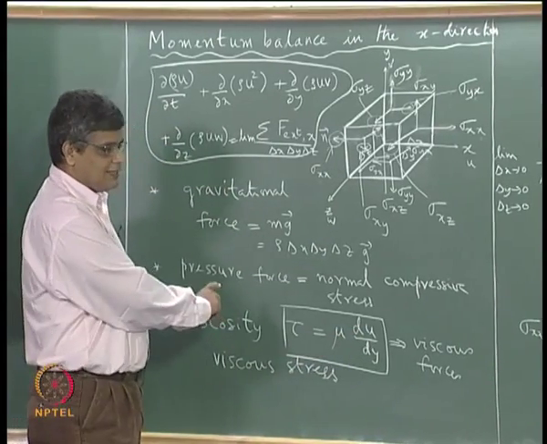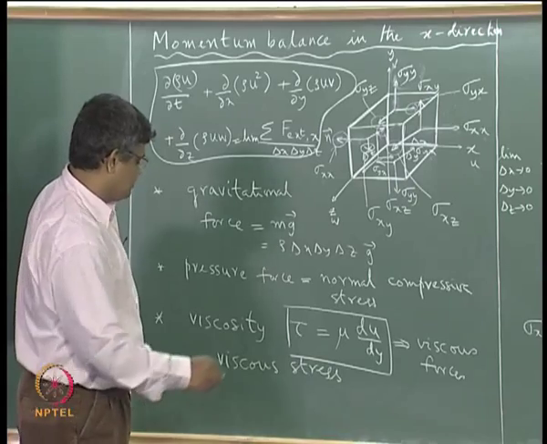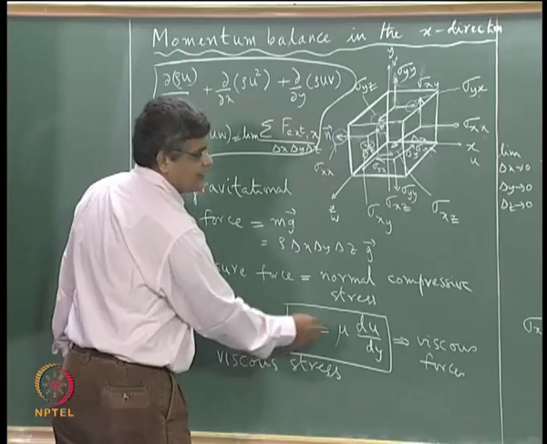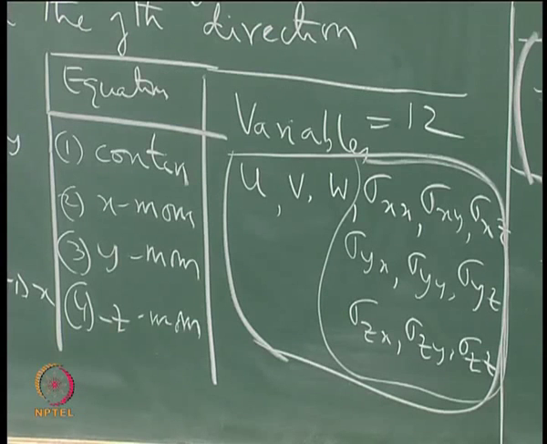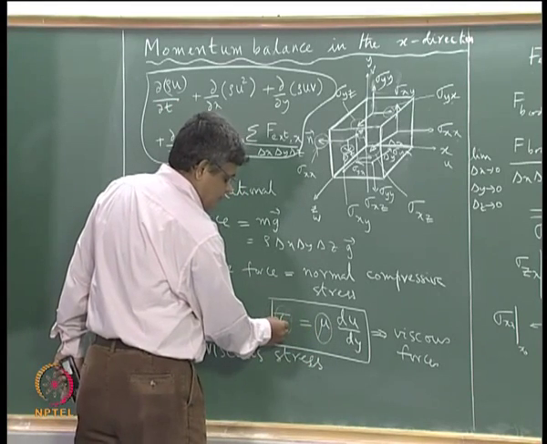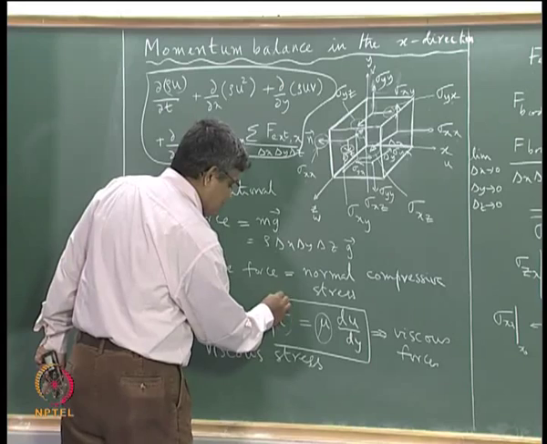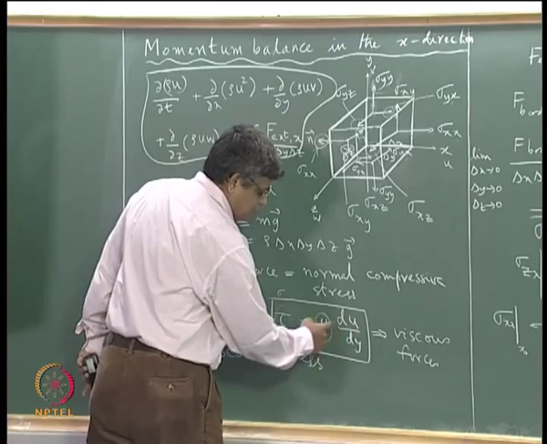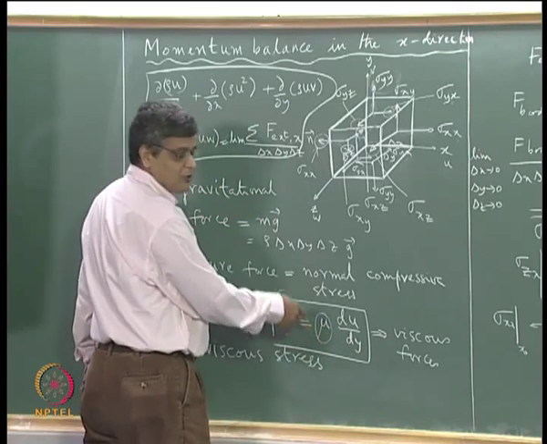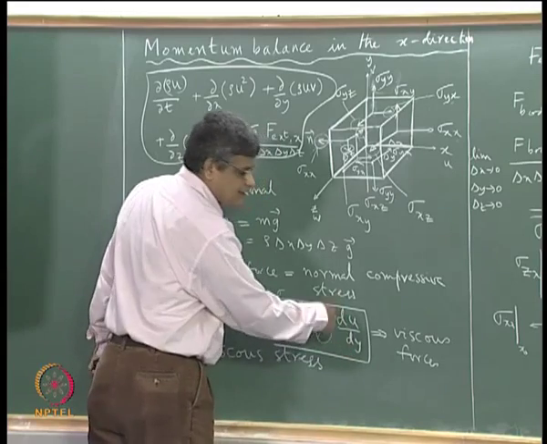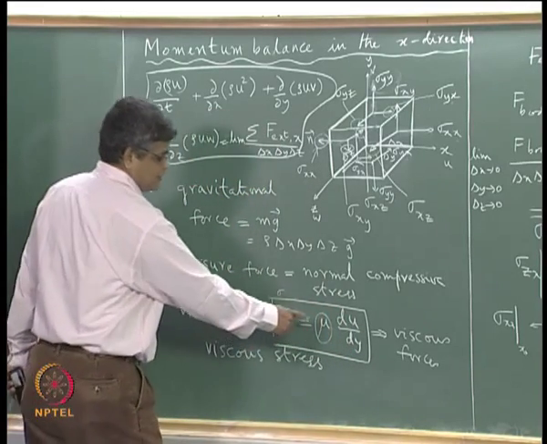So this gives us a hint as to how we can go about it, because if we identify this as one of the stress components, and if we know the viscosity of the fluid, then we can substitute for tau, the corresponding stress here, with this expression. This expression has two components: the viscosity, which is a property of the fluid that can be measured, and this du by dy, which does not introduce any new variables because u is already there.